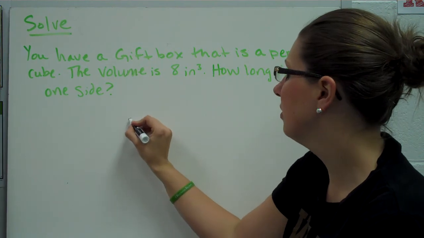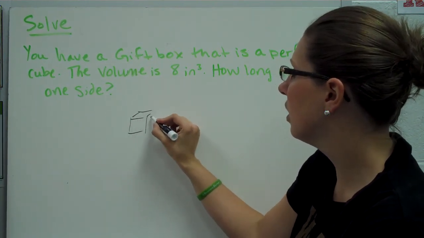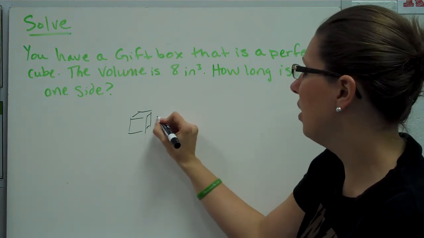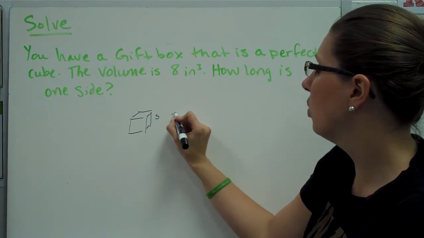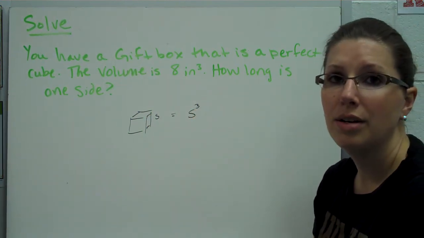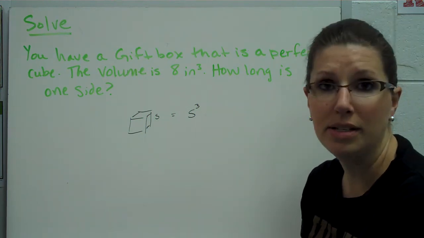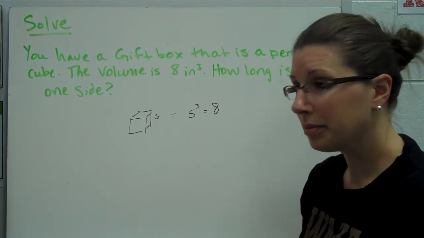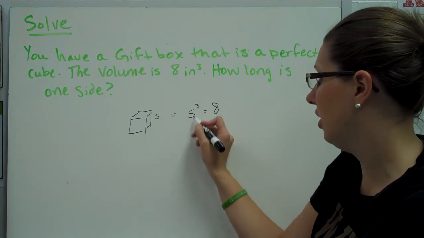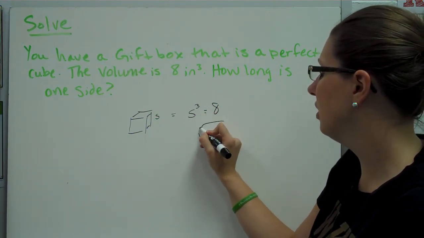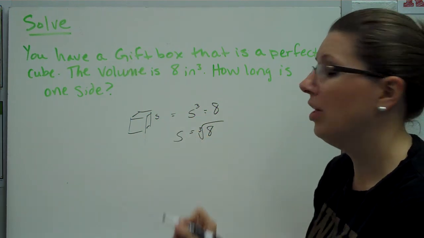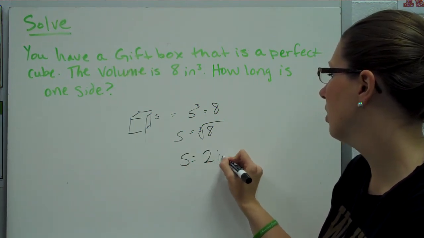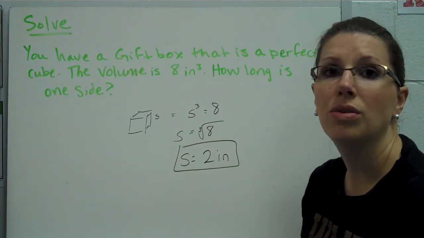So when we have a cube, here's a rough drawing of a cube. To find the volume, we just multiply side by side by side, which is the same as side cubed. That gives us the volume. In this case, the volume is 8. We need to undo the cubing of the side. To undo cubing, that's the same as taking the cube root. So the cube root of 8 is 2. So one side length is 2 inches.